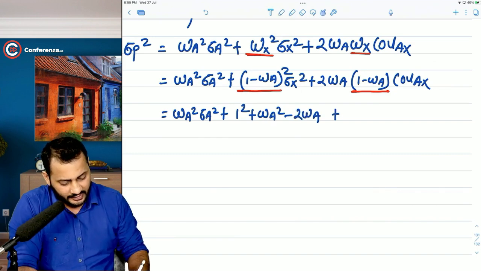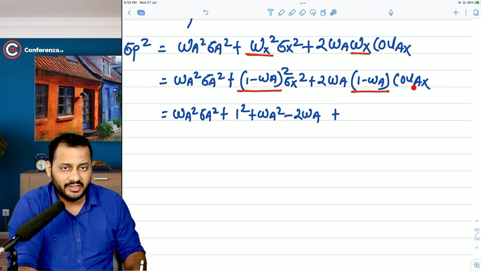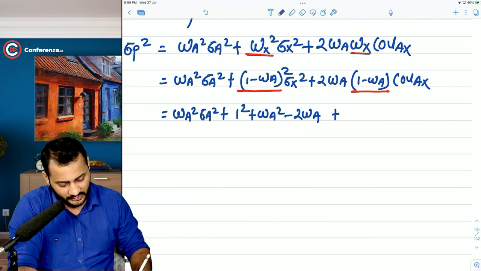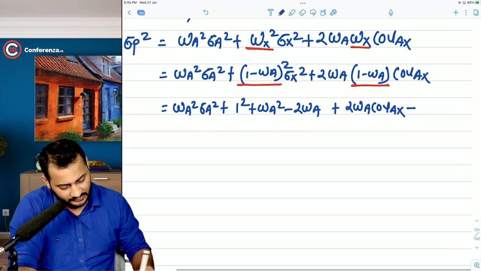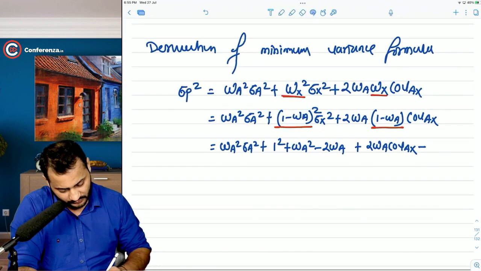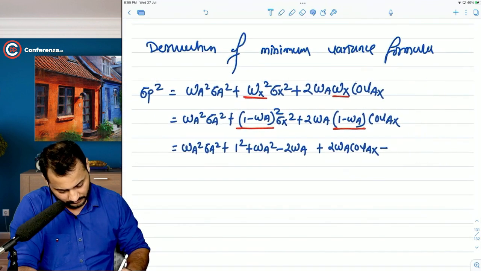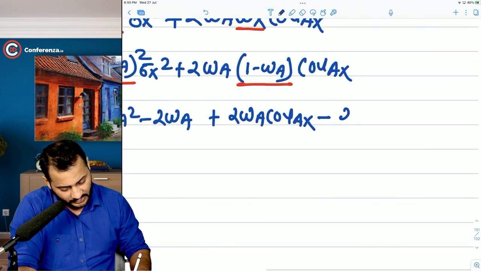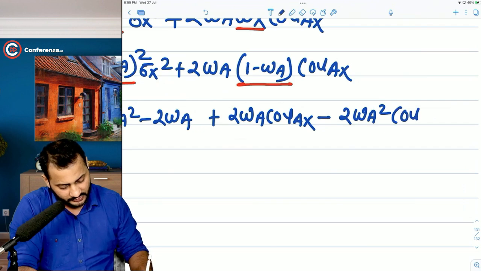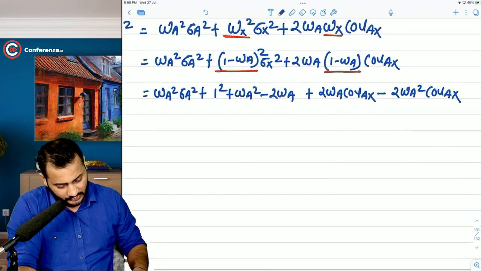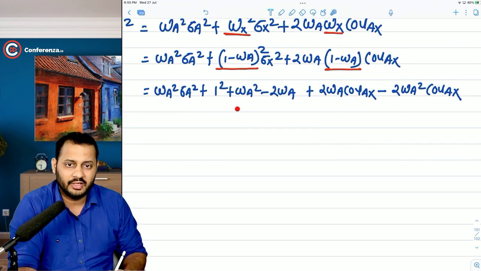Then plus, can I multiply this 2 weight of A and covariance of AX in the bracket? Yes sir, we can do that. So it will look like 2 weight of A, covariance of AX into 1, so as good as nothing, minus 2 weight of A square. See, we have weight of A here and weight of A here also, covariance of AX. Okay, so we have expanded this bracket, we have solved this bracket, and we have expanded this one also.